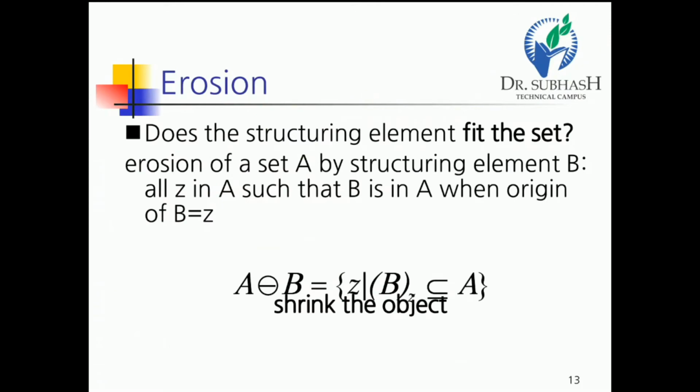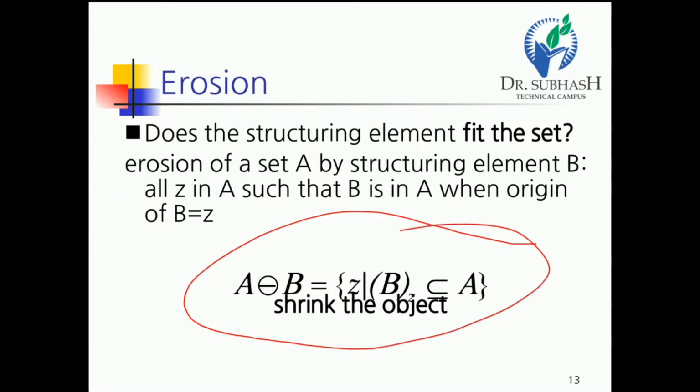So now defining the erosion. Erosion: does the structuring element fit the set? The erosion of a set A by structuring element B is all Z in A such that B is in A when the origin of B equals Z. That is the function of the erosion. A erosion B equals the set of Z such that B translated by Z is a subset of A.